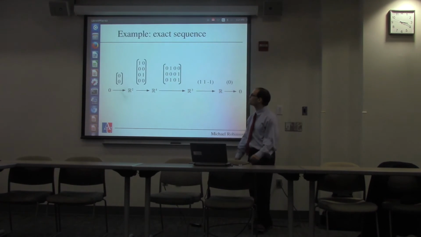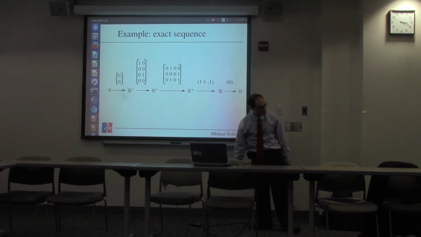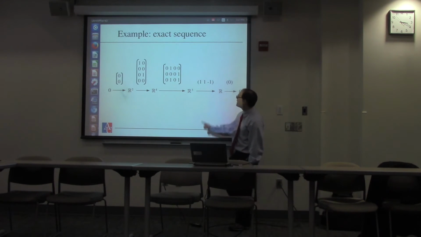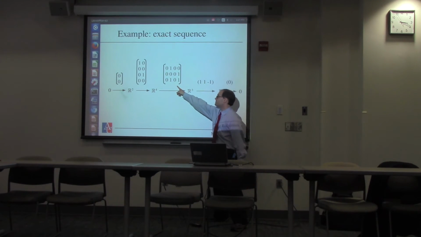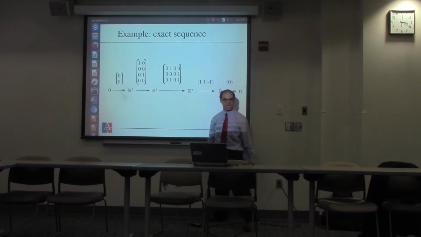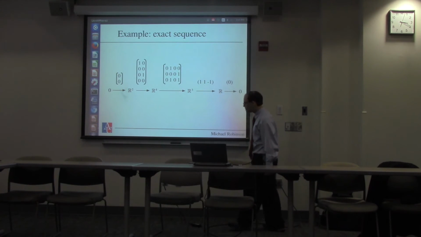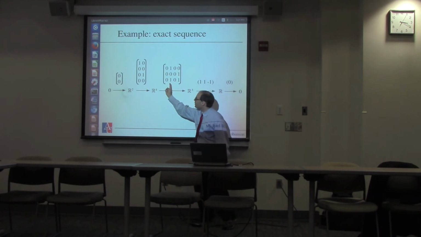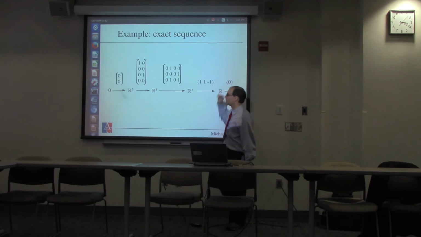And exact sequences are generally awesome. Here's an example. They exist. So if I take, for instance, this map here, and I say, what is the image of this map? Well, it turns out it's exactly the kernel of this map. And similarly for all the other consecutive pairs. So the image of this map is exactly the kernel of that map, the image of that map, etc.